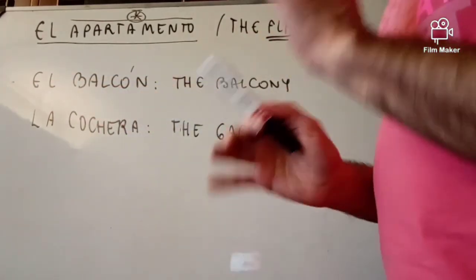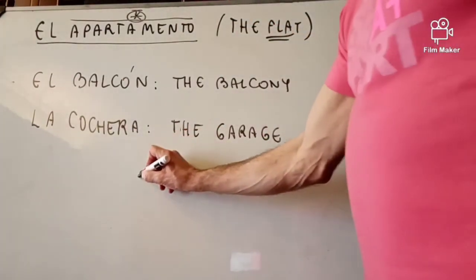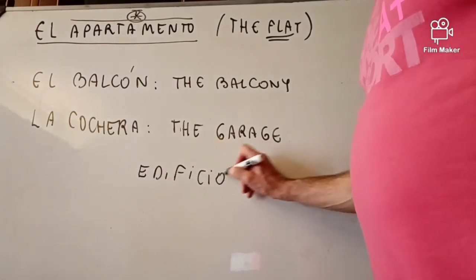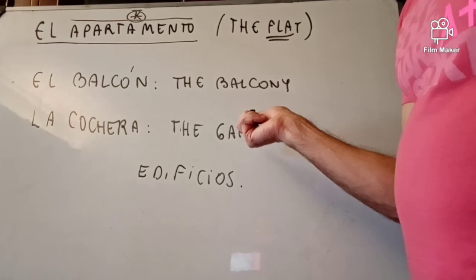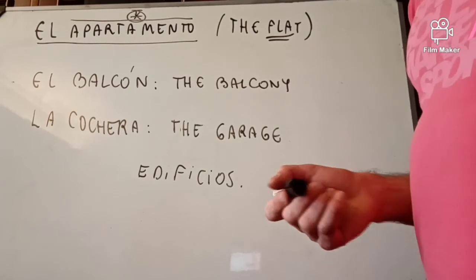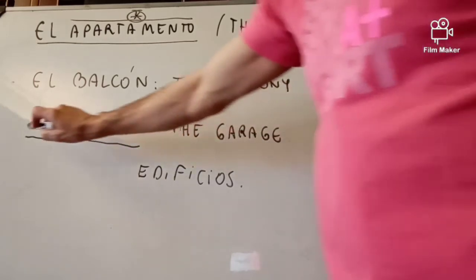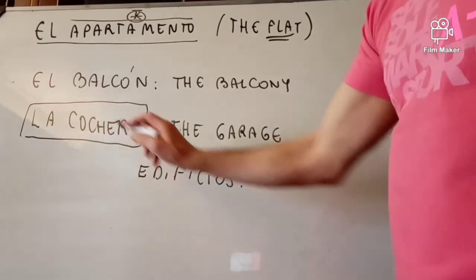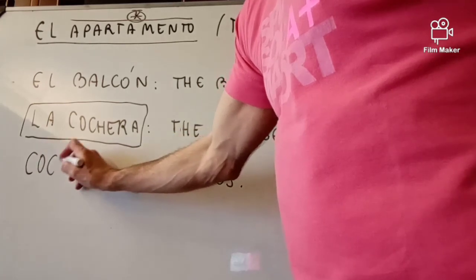And I don't know in other countries, but at least here in Argentina, some buildings, remember buildings are what we call edificios, some buildings have a garage, a place, a huge space where people can park their cars. We call that, if it's in a building, we don't say garage. We say cochera, la cochera. It's a place where people keep their coches.